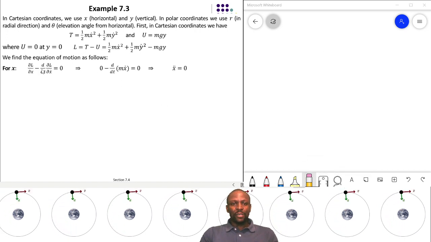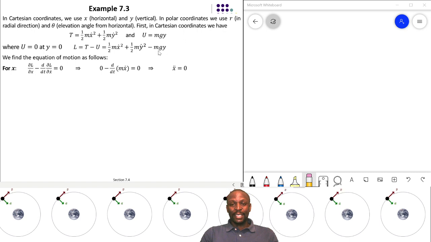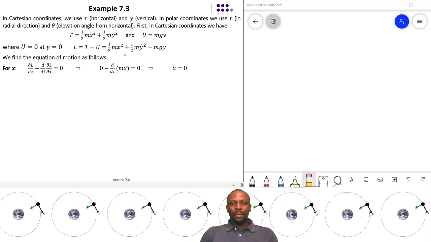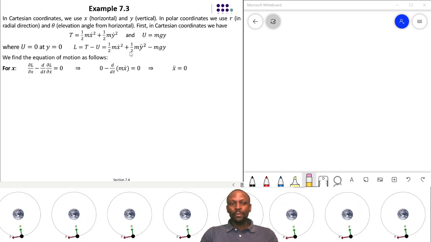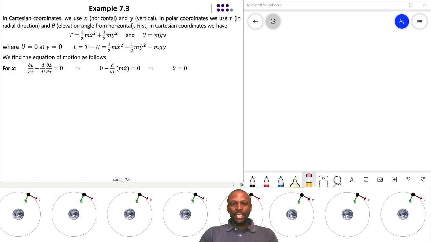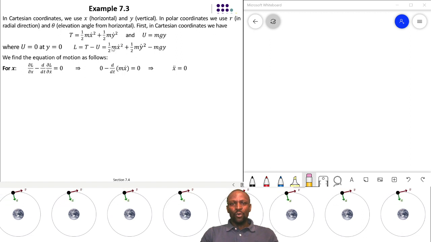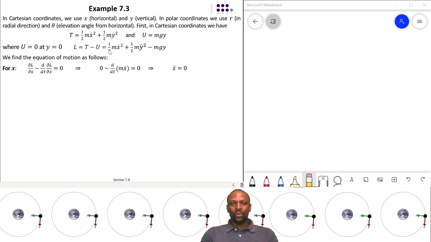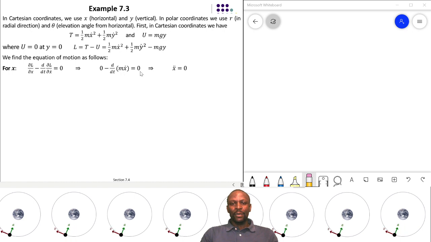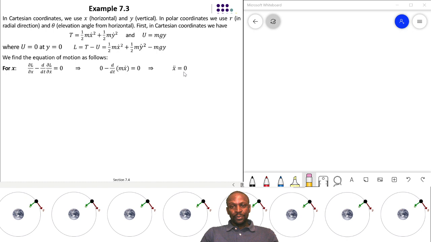If you differentiate this with respect to x, there's no x, therefore that term would just be 0. But if you differentiate that with respect to x dot, this is the only term that is going to be important, and now you are just going to have 2/2 mx dot, and then the 2 will cancel, and then we end up with this. Now the equation of motion in that case will just be equal to 0.